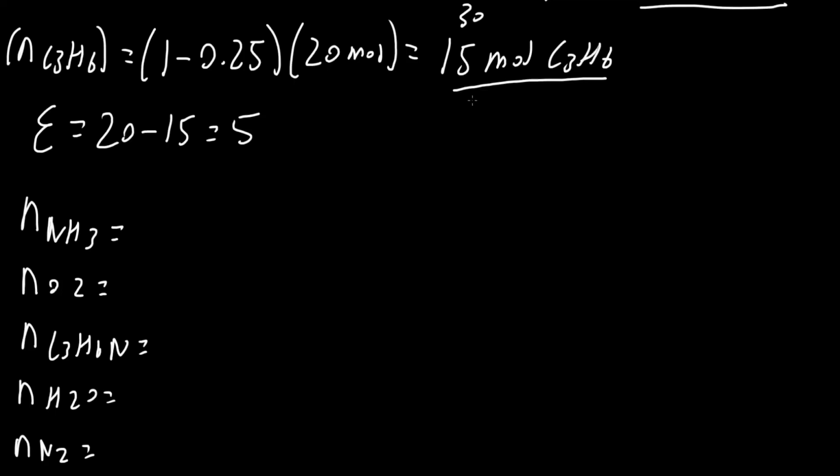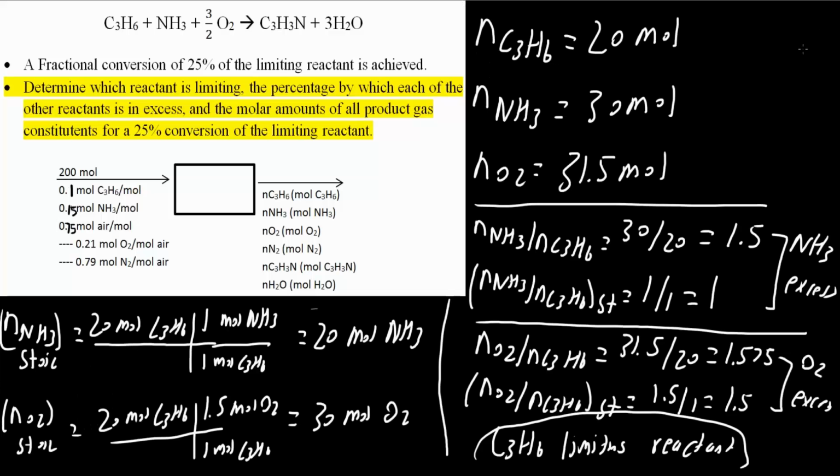So let's go back to our reaction. For NH3, we would say going in was 30 minus the extent of the reaction, so minus 1 extent of the reaction. Next, oxygen. You would say going in was 31.5 minus 1.5 extent of the reaction. Next, C3H3N, that's just going to be 1 extent of the reaction since you have a 1 right here. And then water, so you have 3 in here, so it'll be 3 extent of the reaction. And so let's do that now.